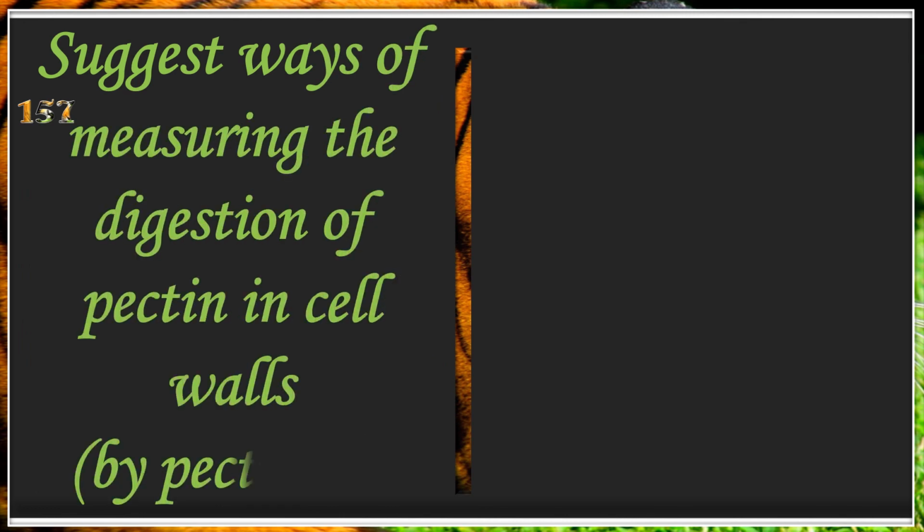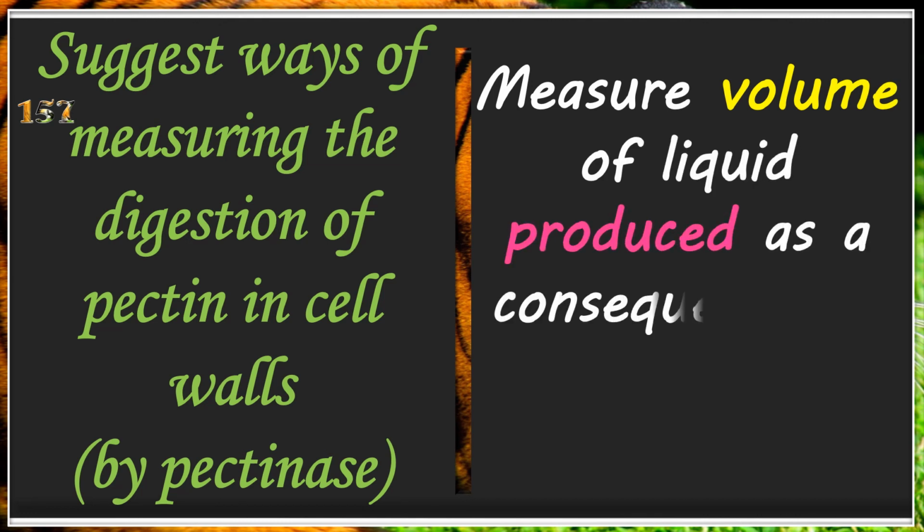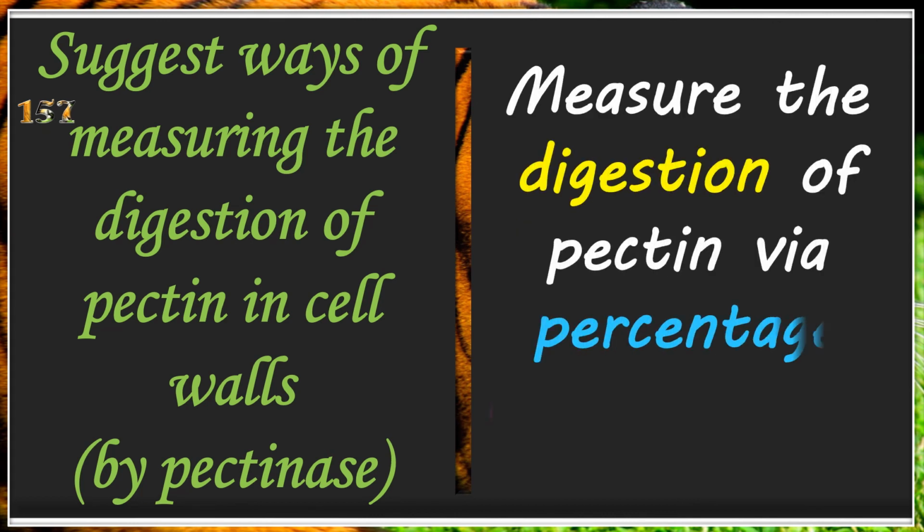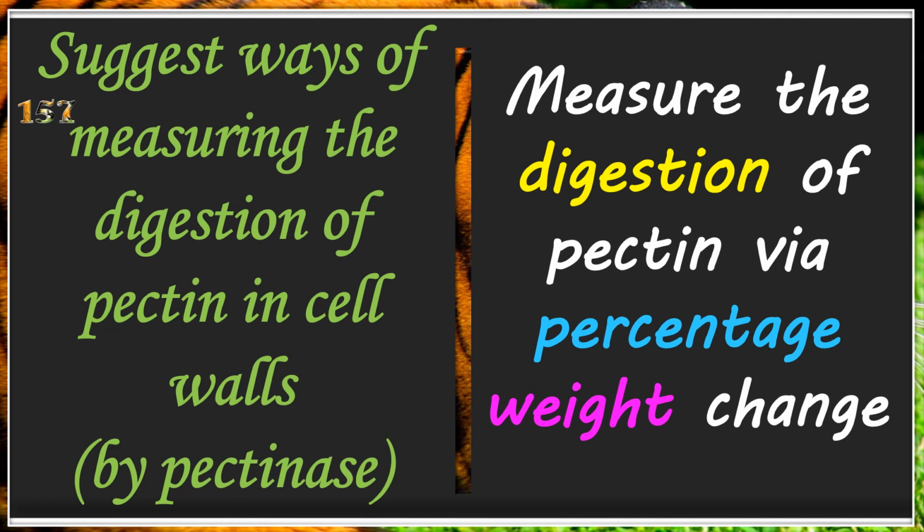Suggest ways of measuring the digestion of pectin in cell walls by pectinase enzyme. You measure the volume of liquid produced as a consequence of the breakdown in cellulose. Measure the digestion of pectin via percentage weight change.